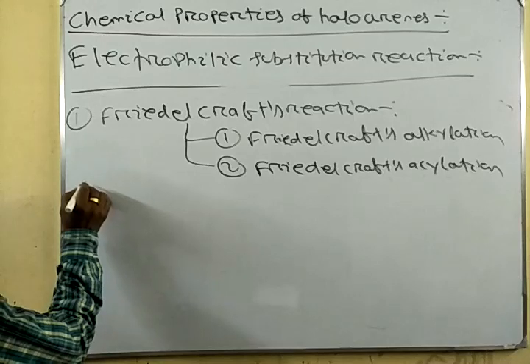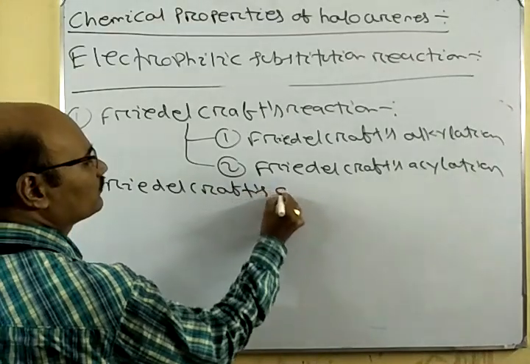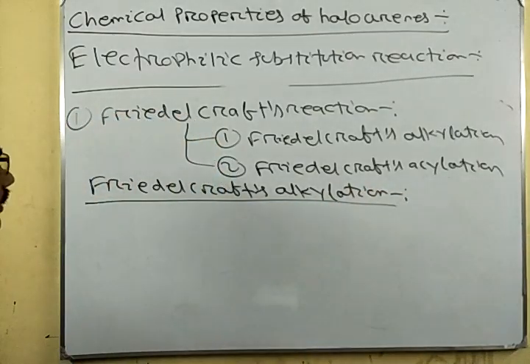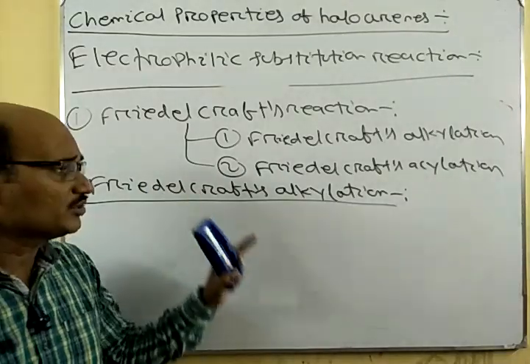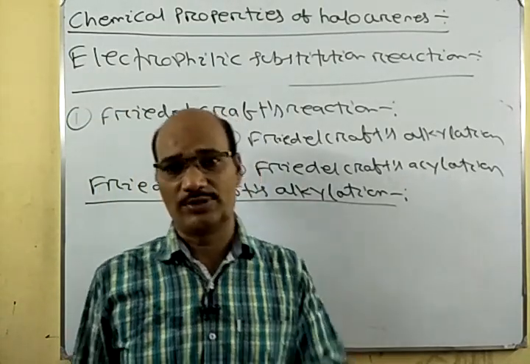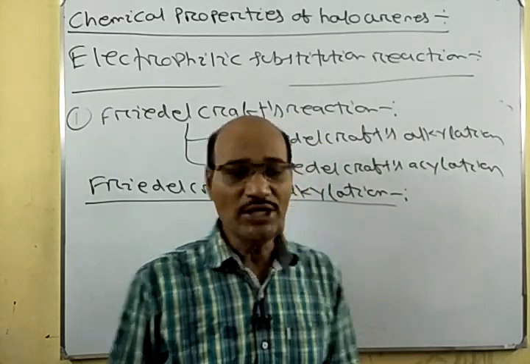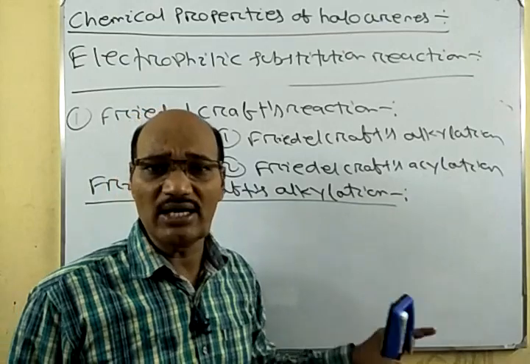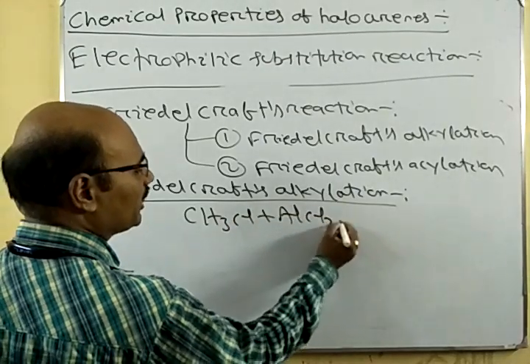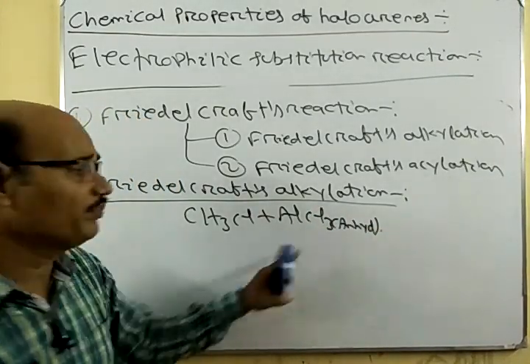Okay, now let's see Friedel-Crafts alkylation. So this is an example of an electrophilic substitution reaction. Now in the electrophilic substitution reaction, an electrophile will be substituted, and for this purpose we have to generate the electrophile. So here in the Friedel-Crafts alkylation, the electrophile will be generated by taking methyl chloride, CH3Cl, and anhydrous aluminum chloride. So when I take methyl chloride and anhydrous aluminum chloride, what will I get?